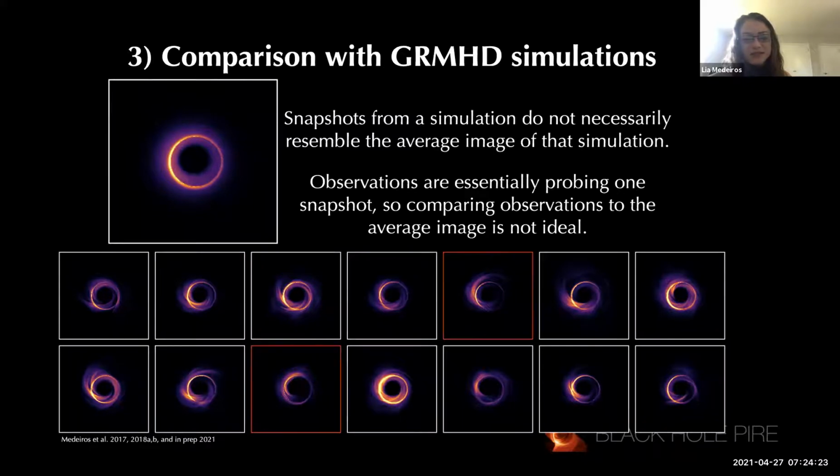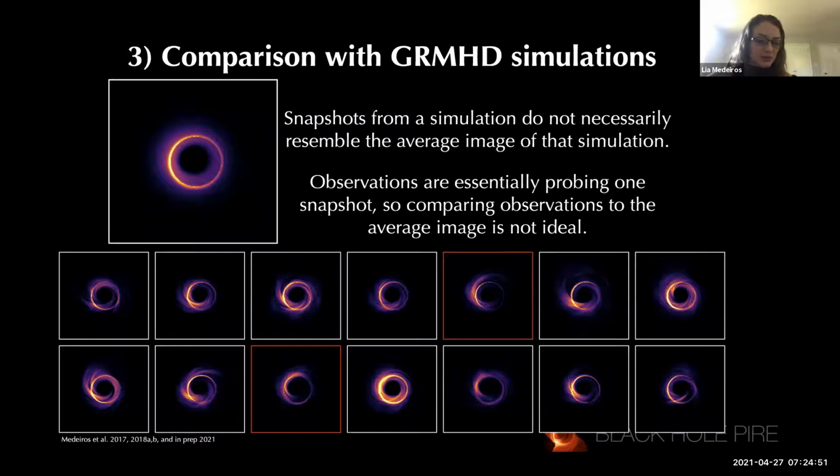Okay, so here are the answers. These two snapshots are SANE snapshots, and all the other parameters for these simulations are the same. The difference really is just MAD versus SANE. Hopefully this illustrates how hard this really is in practice. Keep in mind that when we observe M87, we're really just observing one particular realization of the turbulence of M87.